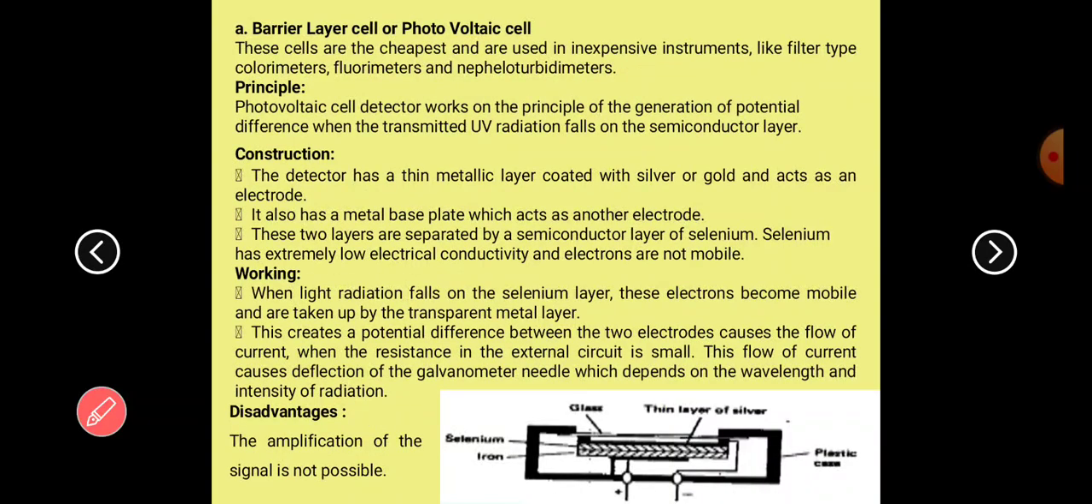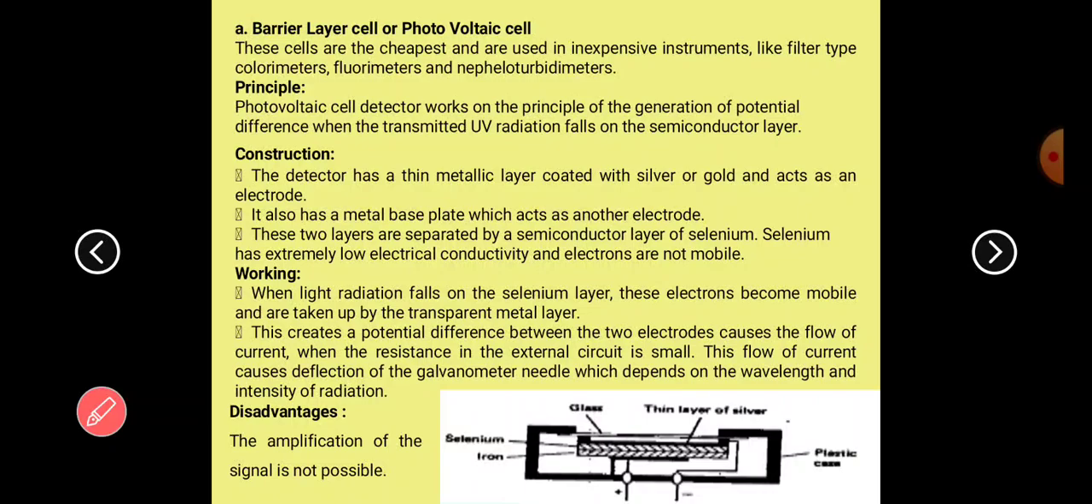First one, the barrier layer cell or photovoltaic cell. Here you can observe the diagram of the photovoltaic cell. This detector is used in inexpensive instruments like filter type colorimeters, fluorimeters and nephelometers. So here in fluorimeters we can use this type of detector. What is the principle involved in the photovoltaic cell? The principle here is generation of a potential difference when the transmitted UV radiation falls on the semiconductor material.